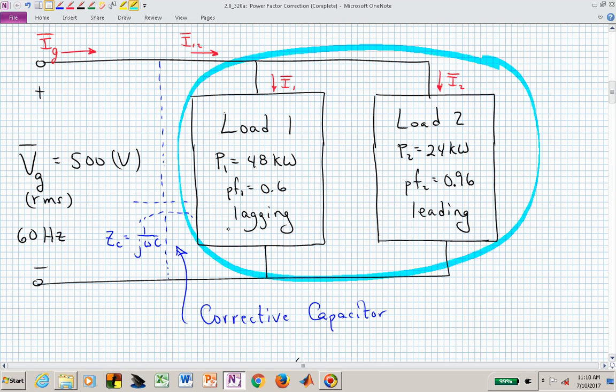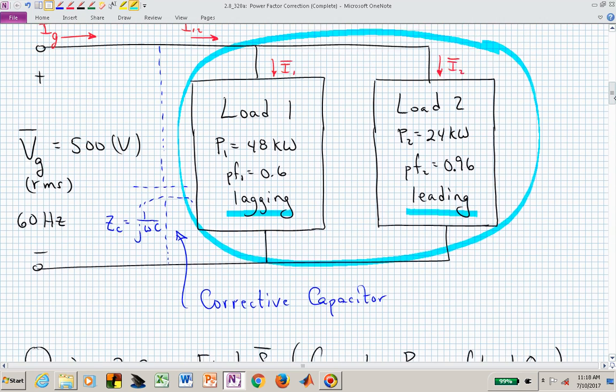Note here we have one load that's lagging and one that's leading, but the net of those two in combination might be lagging, and that's why we're introducing a reactive piece that produces leading current, so that we have I sub G lowered by introducing this capacitor. Again, the supply is going to have 500 volts, that's in RMS, and it's at 60 hertz.